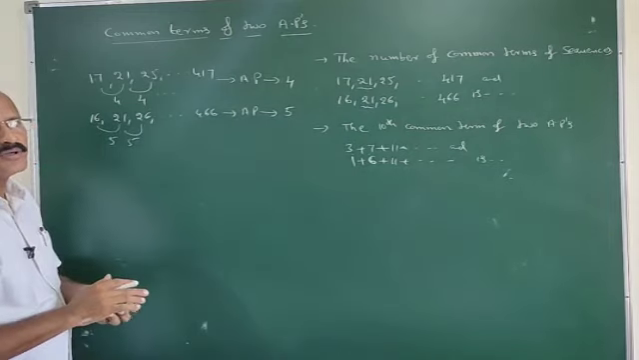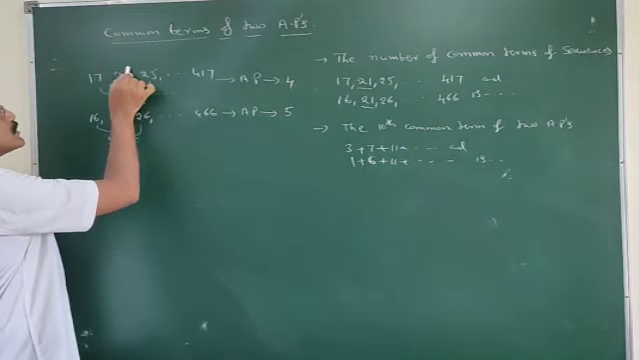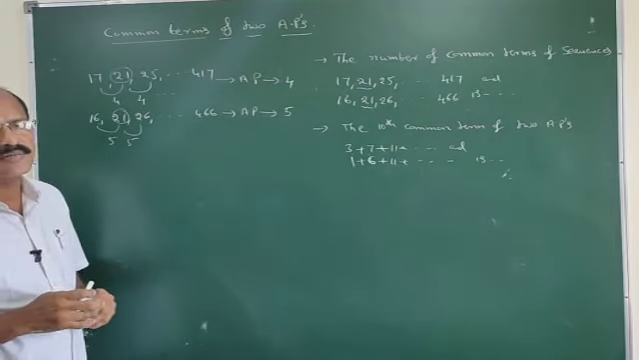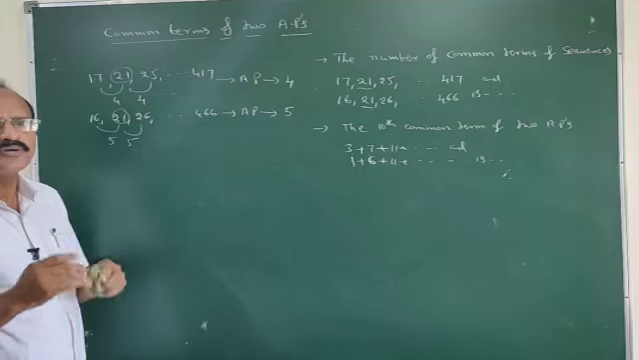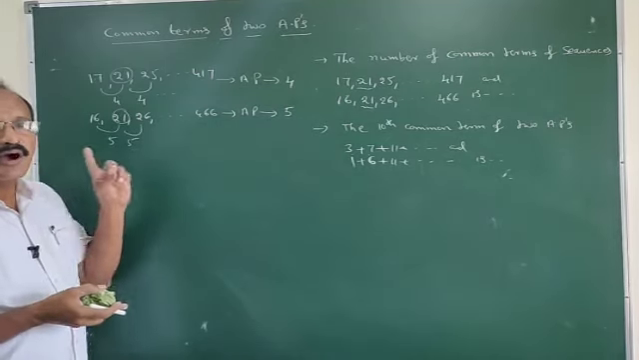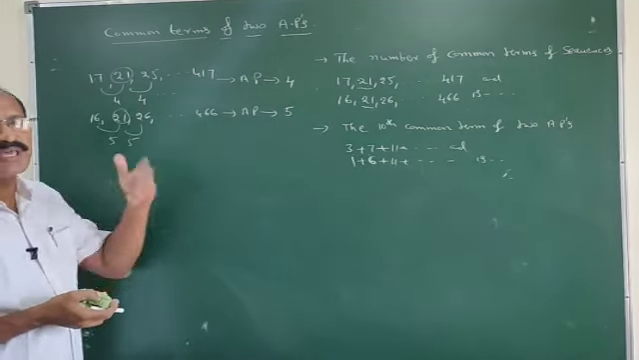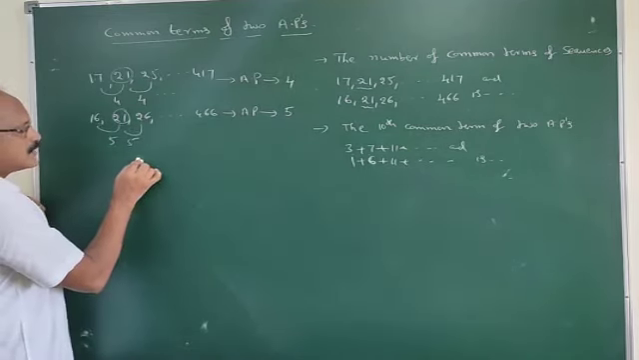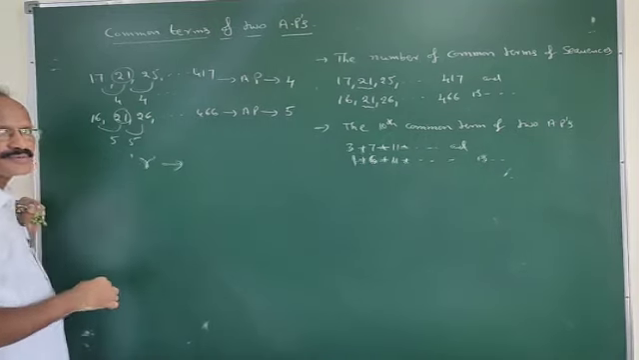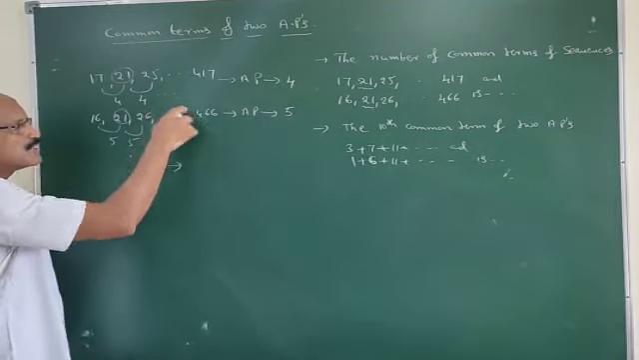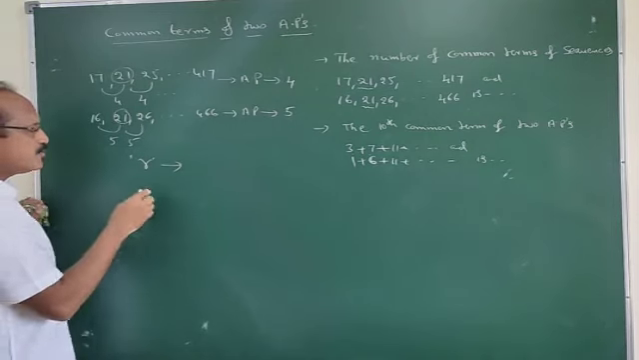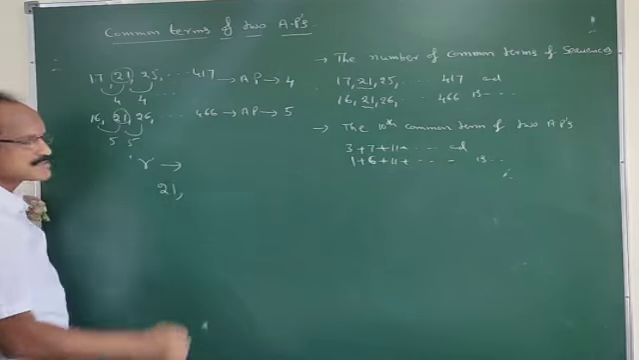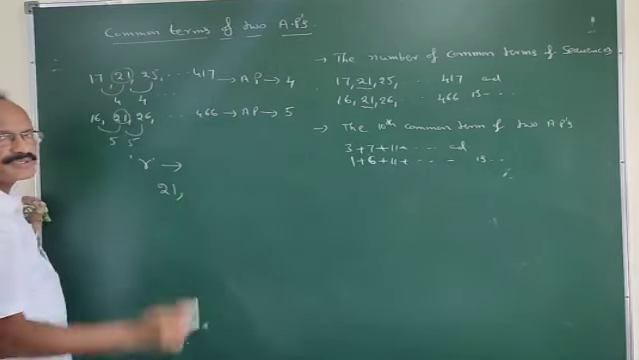Right. Now, observe that 21 is a common term of both APs. Now, we have to calculate such common terms of both series, both APs. The procedure is, let R be the number of common terms of both APs. Now I am framing the series of common terms. The first common term is 21.